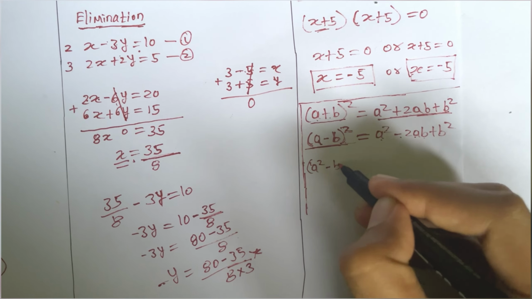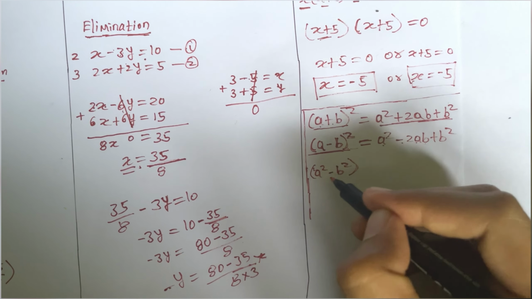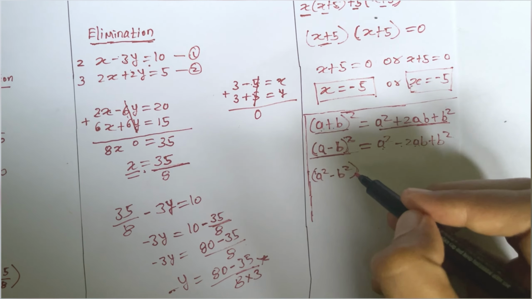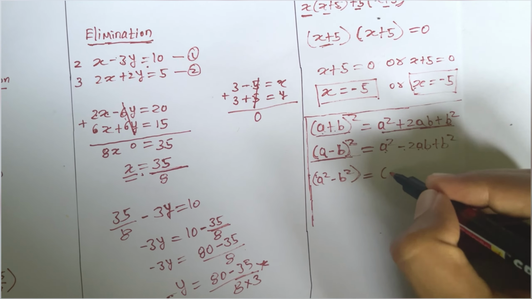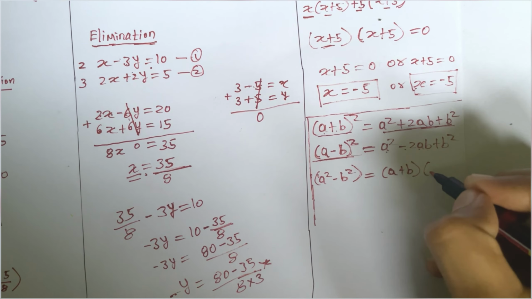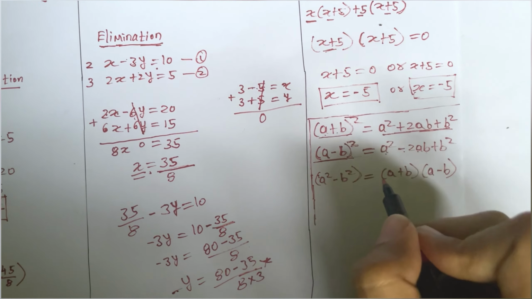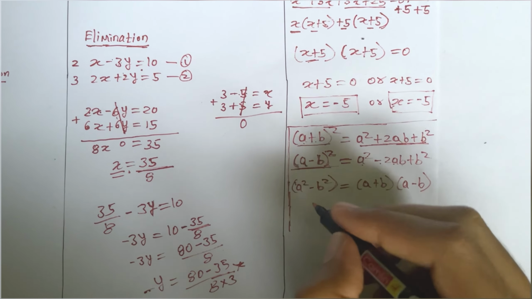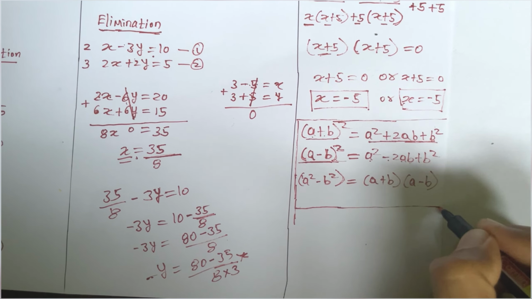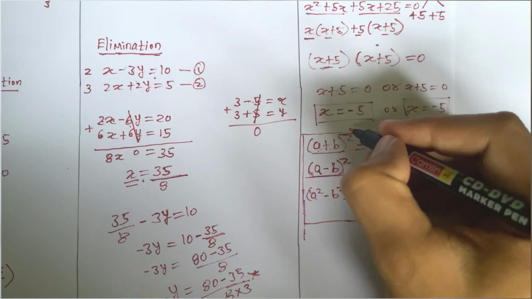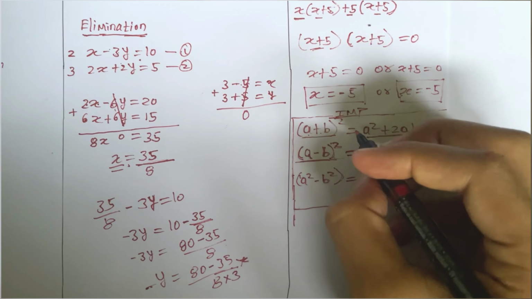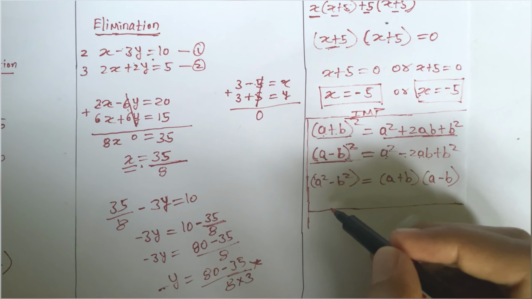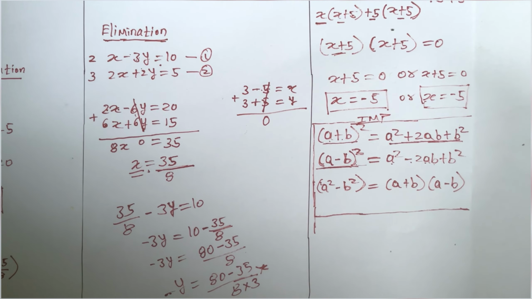One more important formula is a square minus b square, the difference of squares. Its factors are a plus b and a minus b. When you multiply them, you get a square minus b square. It's that simple. So these are the three formulas you have to remember. They are the most important formulas used while solving a quadratic equation or while solving algebra.